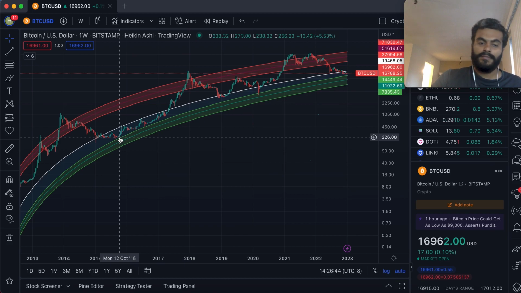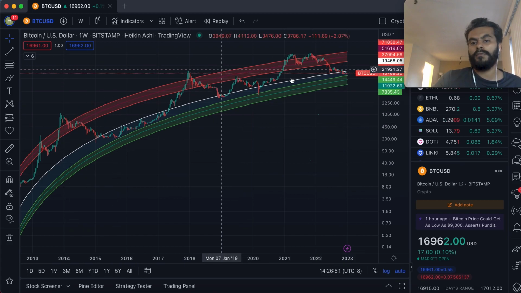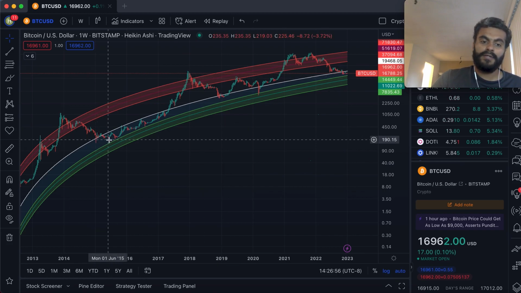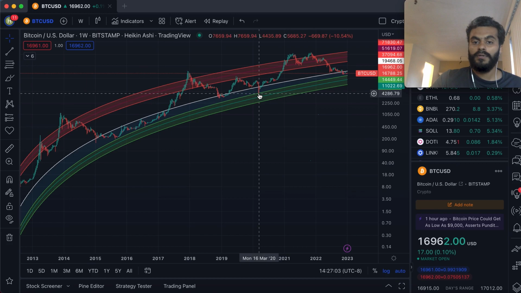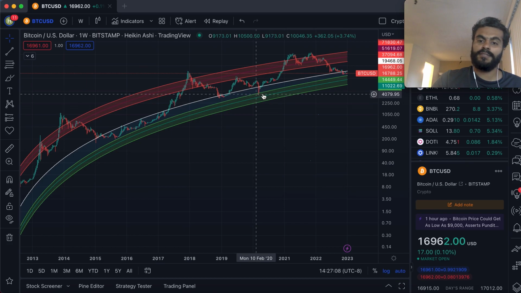And I have purposefully not overfitted these territories, because as you can see, these regression bands are slowly but surely converging to each other. So you might see that in cycle 1 Bitcoin didn't touch the green band, but it came pretty close to the green band. But in cycle 2, during the March crash of 2020, it touched the green regression band once.